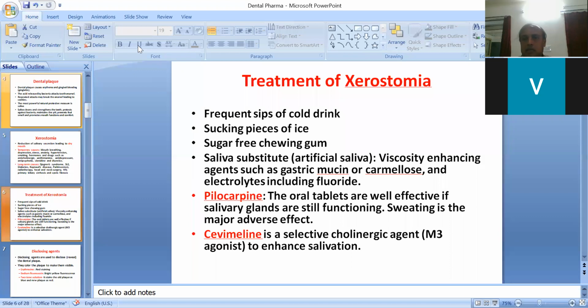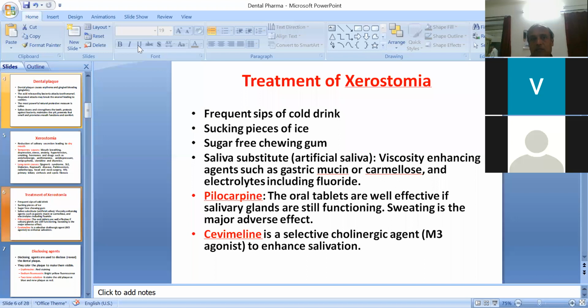So we need a selective drug, and a new introduction is a selective cholinergic agent, that is an M3 agonist, muscarinic 3 receptor agonist. The drug is cevimeline. So cevimeline is a new drug that is selectively promoting the production of salivation, and so that is the new drug for the management of xerostomia. The old drug is pilocarpine. So old drug pilocarpine, new drug is cevimeline.